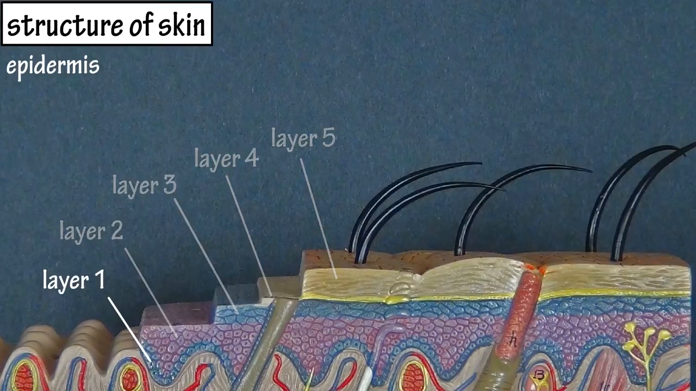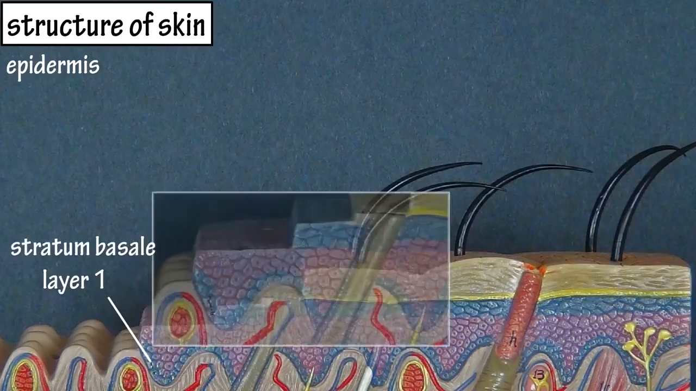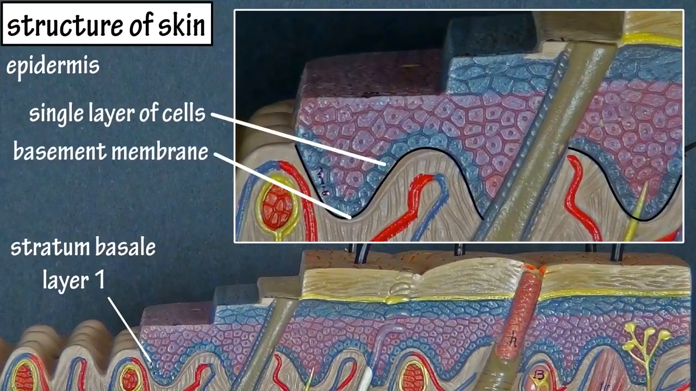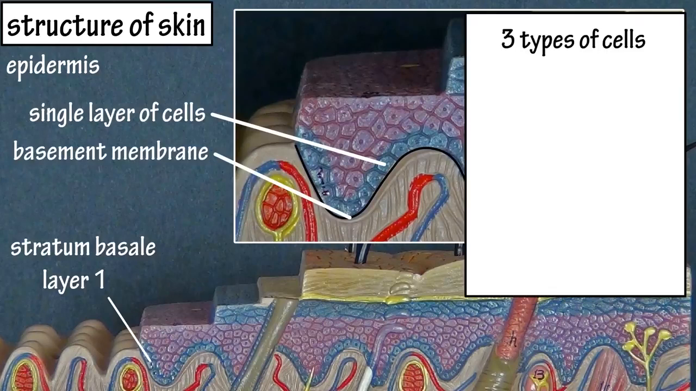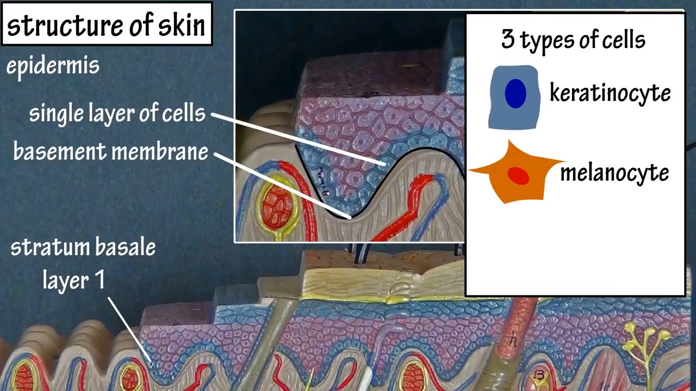The bottom or deep layer is called the stratum basal. It is made up of a single layer of cells attached to a basement membrane. There are 3 types of cells in the stratum basal: keratinocytes, melanocytes, and tactile cells.